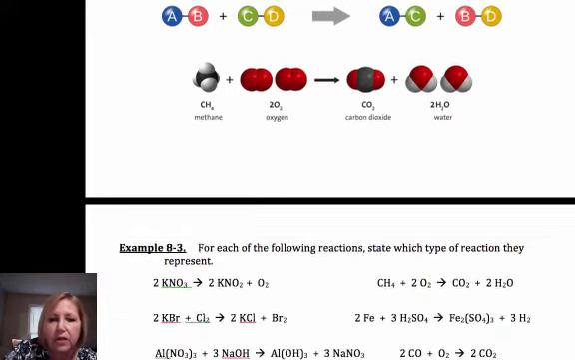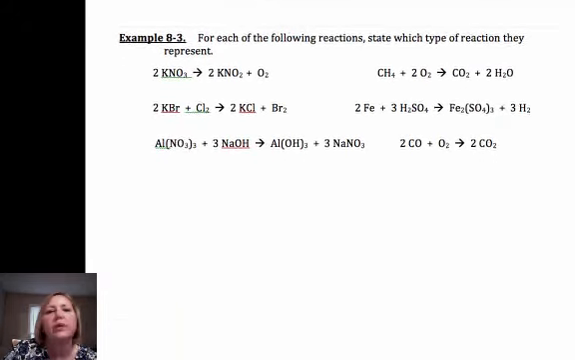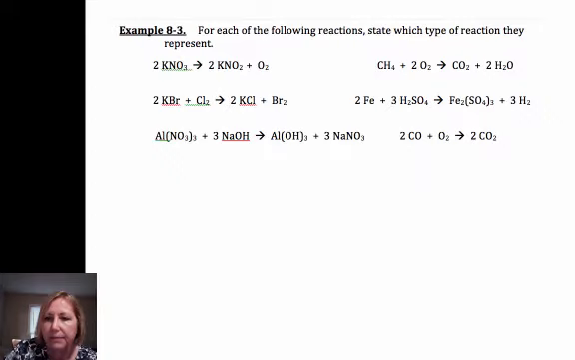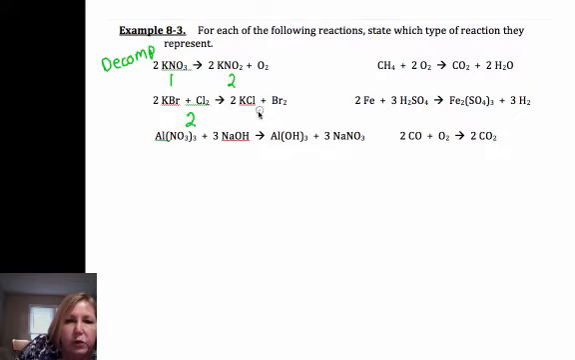So let's take a look at how we would classify these. So we've got to be able to balance and classify and then ultimately predict. That's our goal. Now, first thing you want to do is count how many are on each side. I have 1 reactant, I have 2 products. That's the decomp. Here I have 2 and 2. So it's either a single replacement or a double replacement.